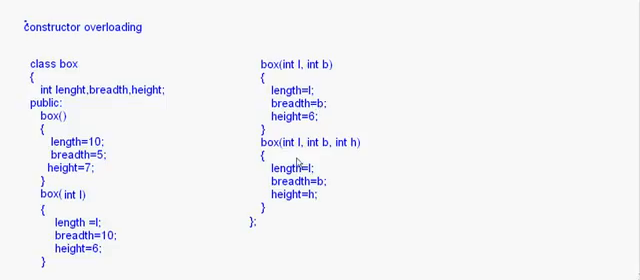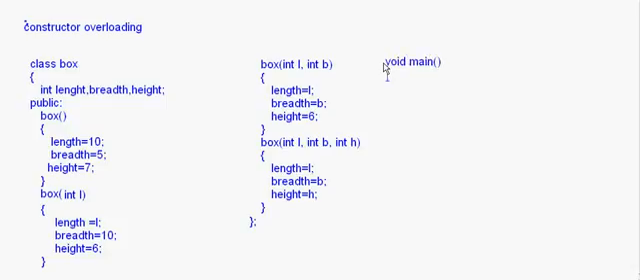Now look at this. This is box here, this is also box, this is also box, and here again I have put box. So I have made the constructor 4 times, but each constructor is different, because the first one has got no parameters, the second one has got 1 parameter, the third one has got 2 parameters, the fourth one has got 3 parameters. So here I have done constructor overloading, because each constructor has a different set of parameters. Okay, now let's look at how to invoke these constructors.